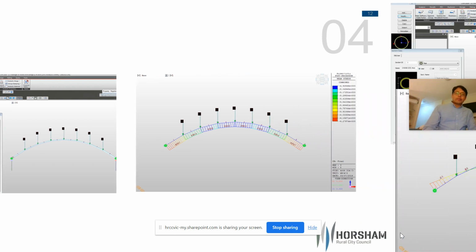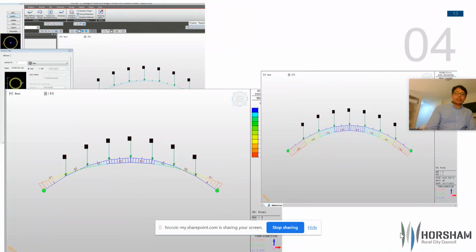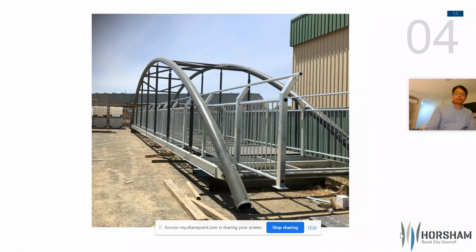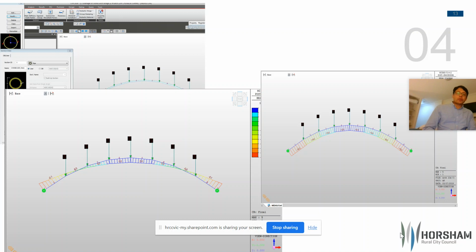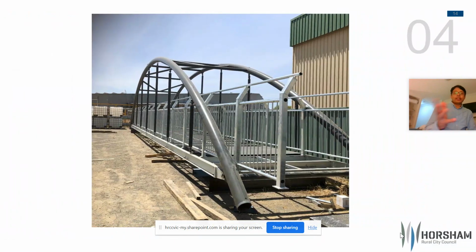And here are some other parameters. So from all these analyses, we came up with the size of the tube, thickness of the tube, and things like that. So here, steel of around 200 millimeter diameter is used for a span of around 22 meters.